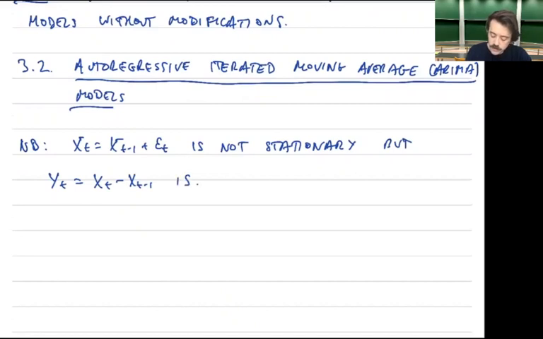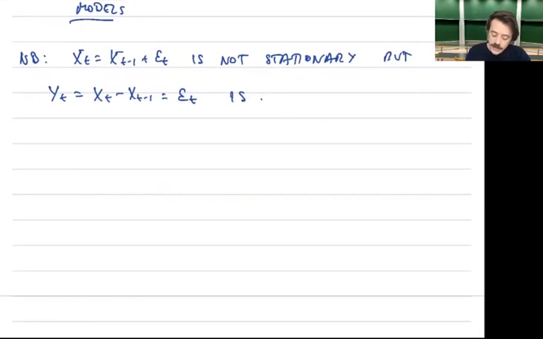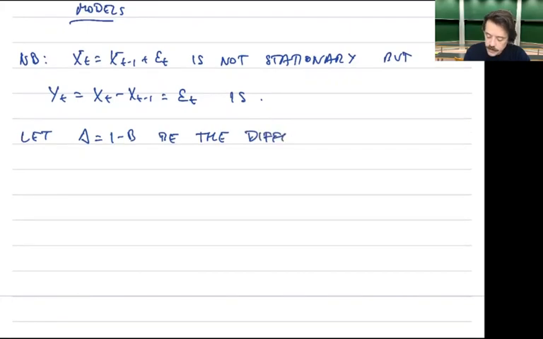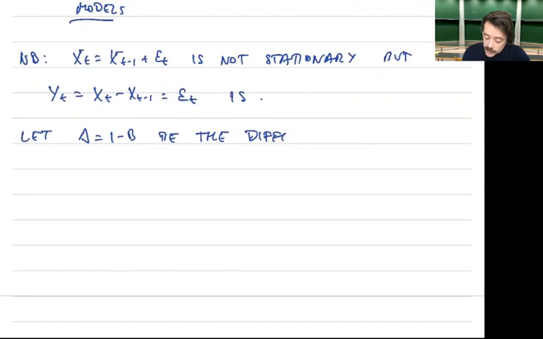Because of course, the difference between these two is the epsilon t, the white noise, so you cannot get more stationary, so to say. I mean, there's not really a degree of stationarity, but you understand what I mean. And so what we see is that we can introduce an operator. We let delta be 1 minus B, and this is going to be called the differentiation operator.